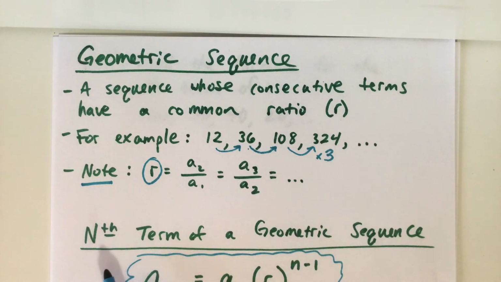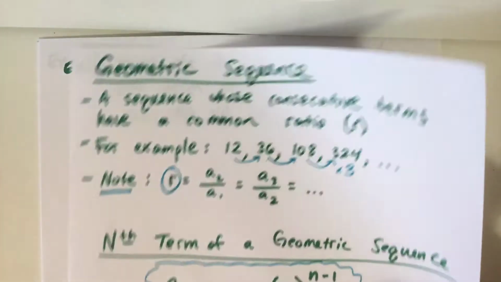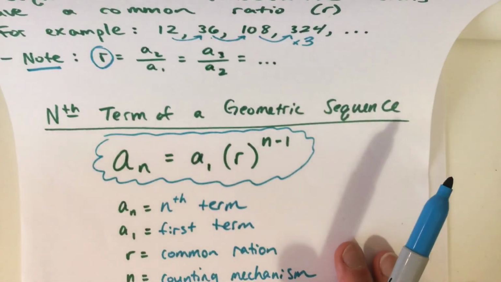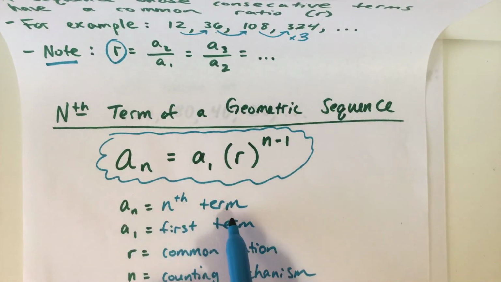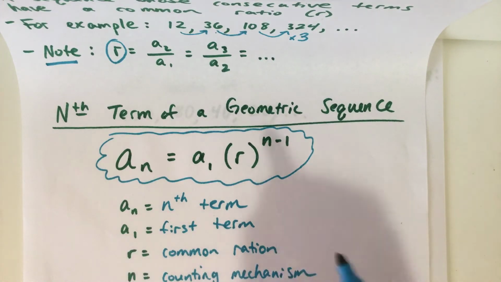We have a formula that illustrates the nth term of a geometric sequence, and that formula is a_n equals a_1 times r raised to the power of n minus 1. So within the formula, we can think about a_n representing the nth term, a_1 represents our first term, r is the common ratio, and n, remember, is that counting mechanism. n represents, 1 represents the first term, 2 represents the second term, so on and so forth.